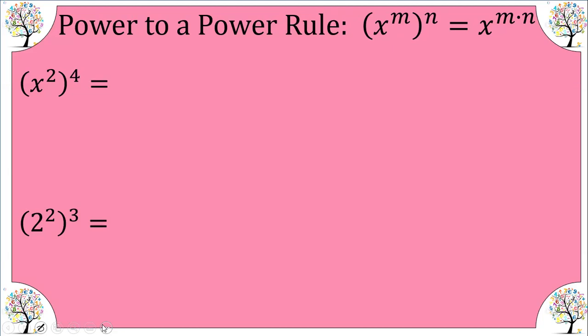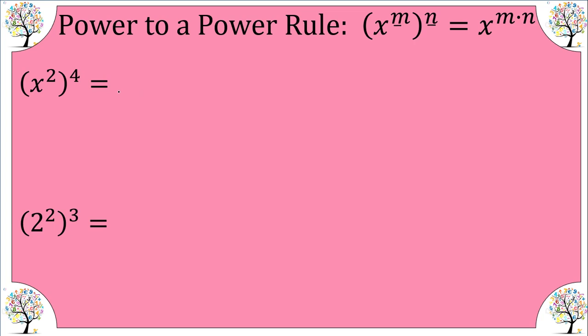Okay, this is going to be the last part that we do for this lesson of 1-2 power rules. We're going to take a look at a power to a power, which simply means that we have x^m raised to the power of n. So when you have a power raised to a power, you simply multiply the exponent.